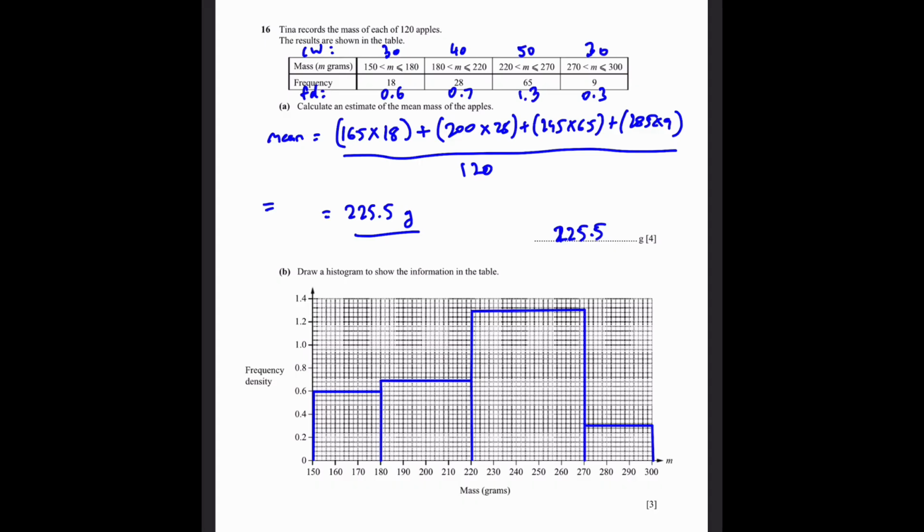Of course, it's very good to just write down the frequency on top of each bar or inside each bar. So 18, 28, 65, 9. So well, that will be our answer.